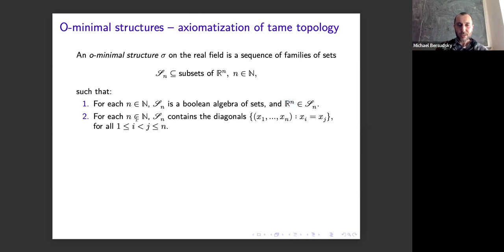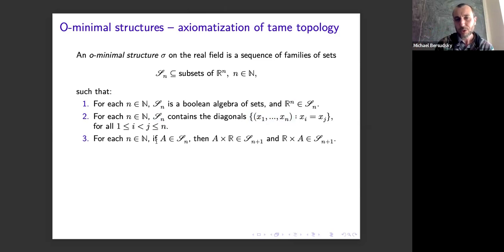In each dimension, we need that S contains diagonals. What do I mean? A diagonal is just those subsets where two coordinates are the same. Say x1 equals x2 and the rest is something, or x3 equals x4 and the rest is something. All of those sets have to be in S.